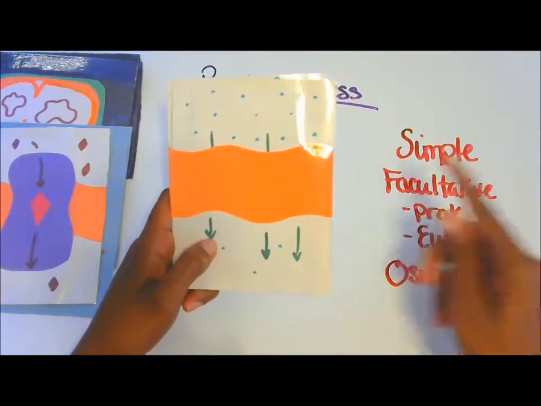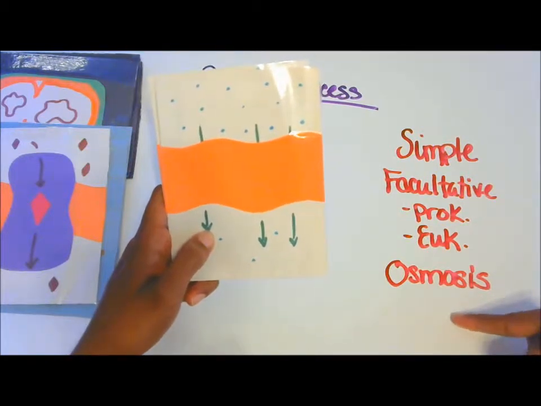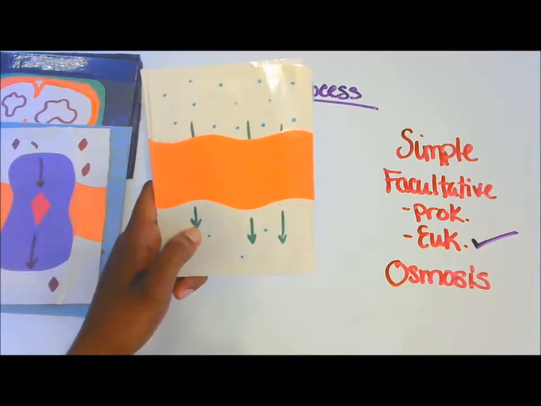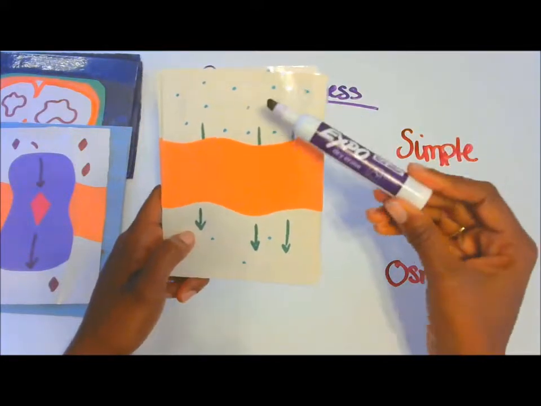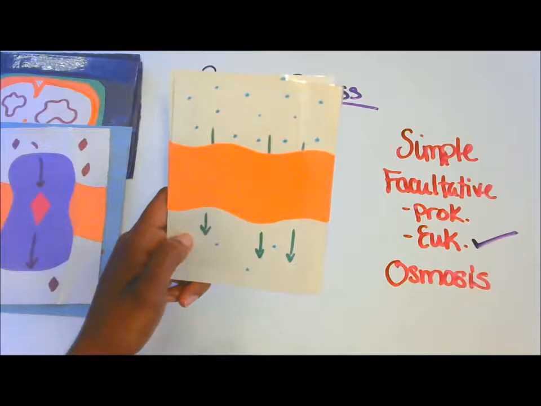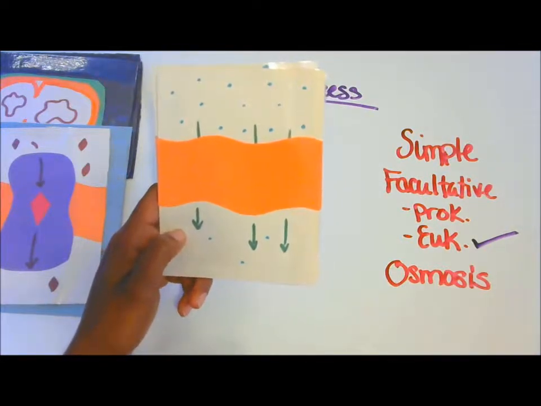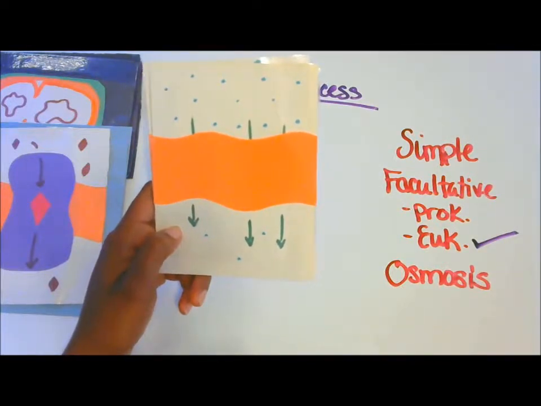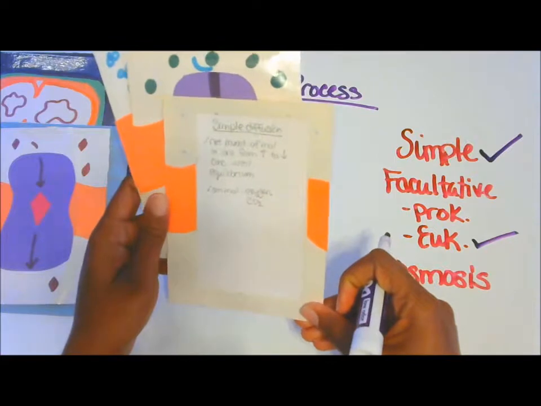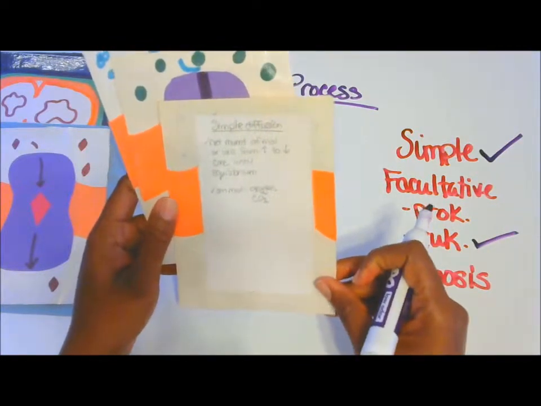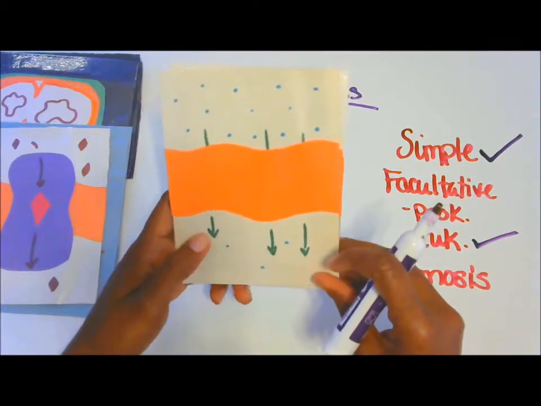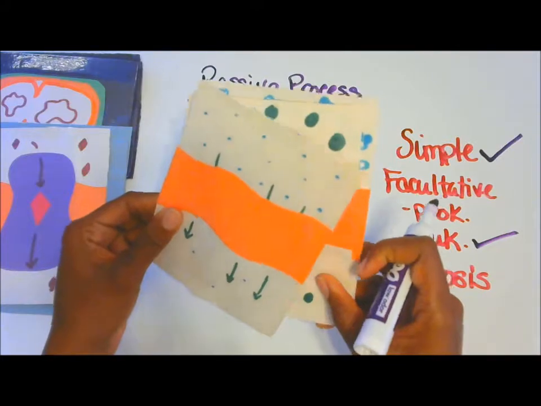How about this one? Simple diffusion, facultative diffusion, or osmosis. We already have this one. So this one is a movement across the membrane from high concentration to low concentration until it reaches equilibrium. If you said simple, that's correct. Simple diffusion, a net movement of molecules or ions from high concentration to low concentration until equilibrium is reached. The molecules that can move across the membrane are oxygen and or carbon dioxide.